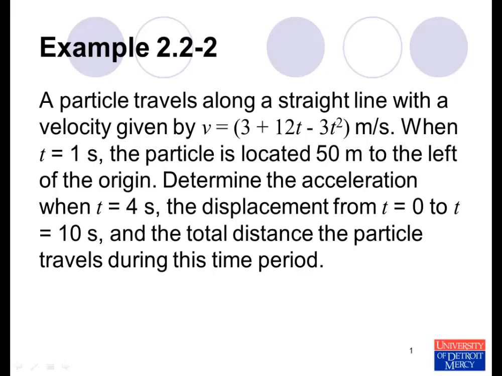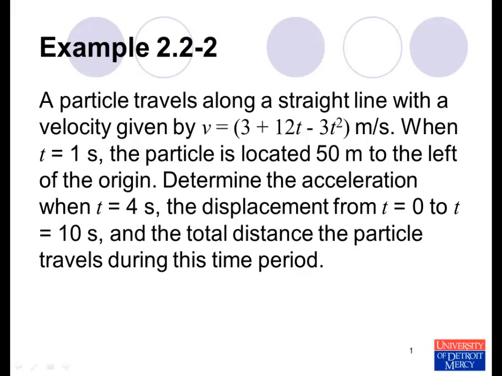When t equals 1 second, the particle is located 50 meters to the left of the origin. Determine the acceleration when t equals 4 seconds, the displacement from t equals 0 to t equals 10 seconds, and the total distance the particle travels during this time period.